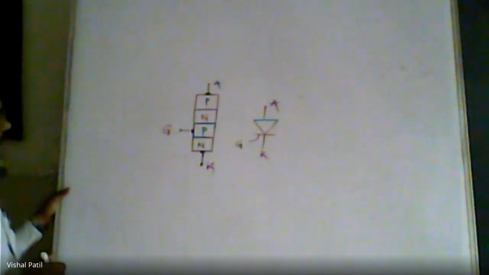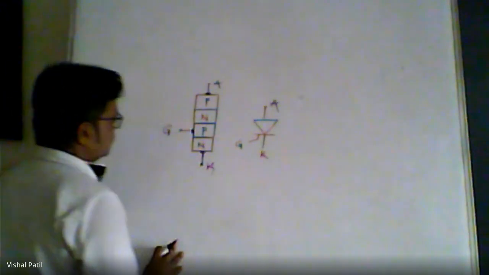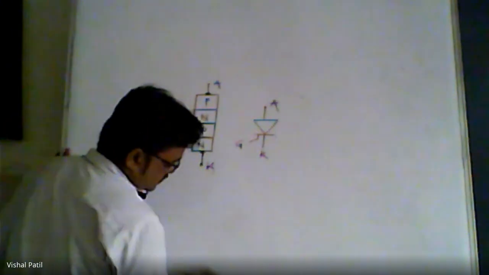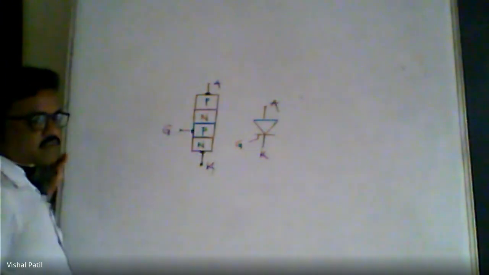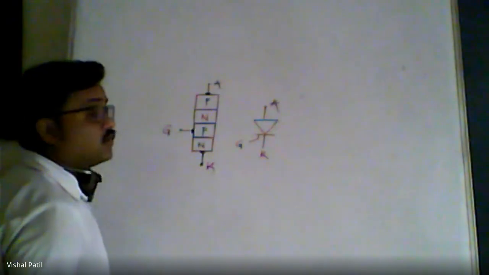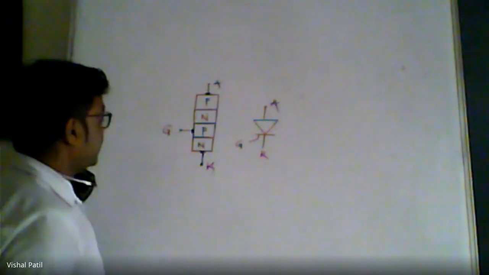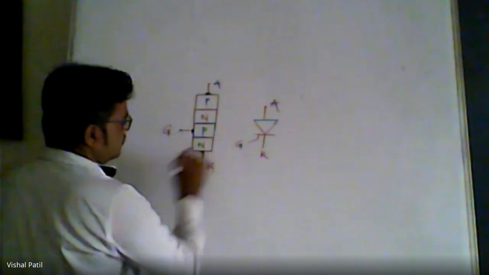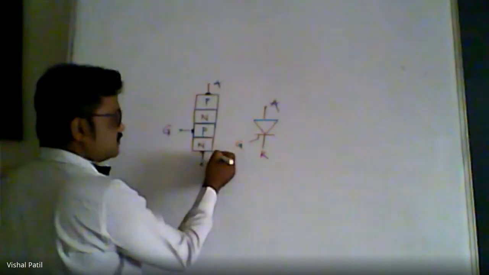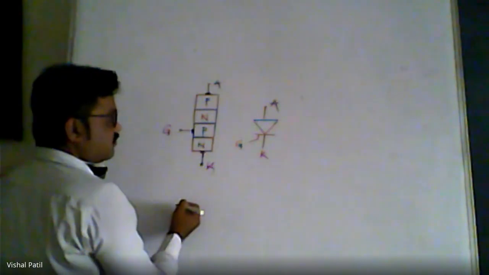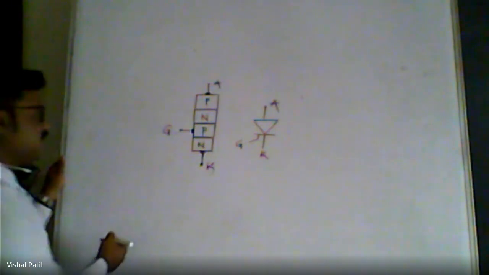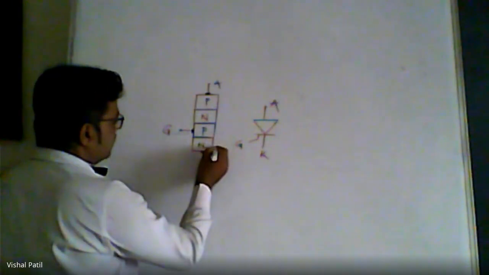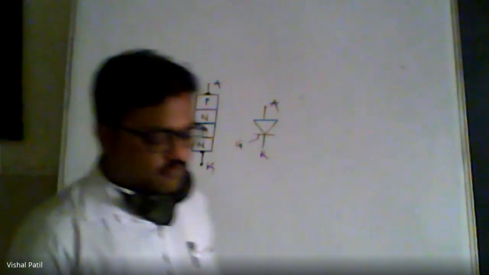As I mentioned, we have seen the structure of thyristor. Now we know that the thyristor is configured of four layers of semiconducting material, P, N, P, N. That is, there are four layers which are alternately placed. We know that there are two types of semiconducting material, P and N. So P type, then N type, then P, and then N. So there are four layers.